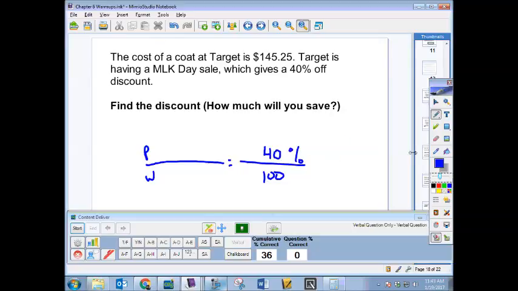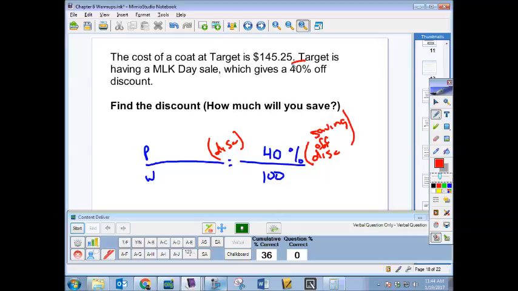So I know 40% is going to go there. Now I keep telling you guys, labels, labels, labels. Some of you are still not doing it. But what would I label this? What is this 40%? It's my what, Kylie? It's the discount, or you could say the amount off, or the savings. I don't care what you say, just as long as you understand. But we'll call it a discount.